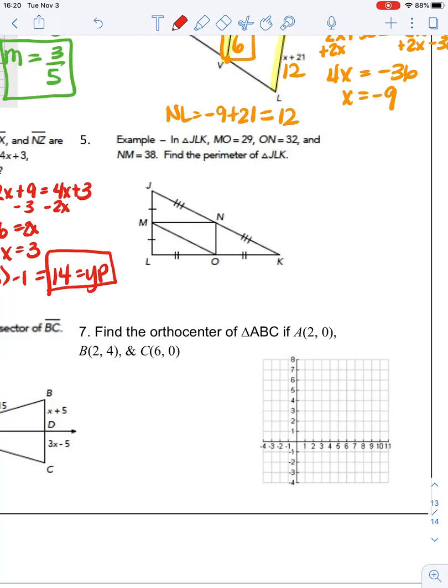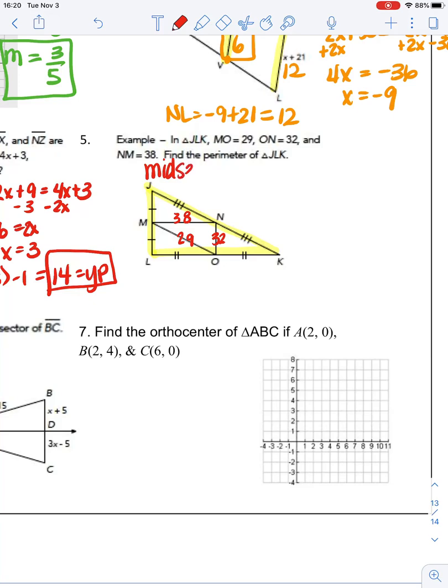5. In triangle JLK, MO is 29, ON is 32, and NM is 38. Find the perimeter of JLK. So I want the perimeter of this big triangle. Well, here's what I know. I know that MN, NO, and OM are mid-segments.